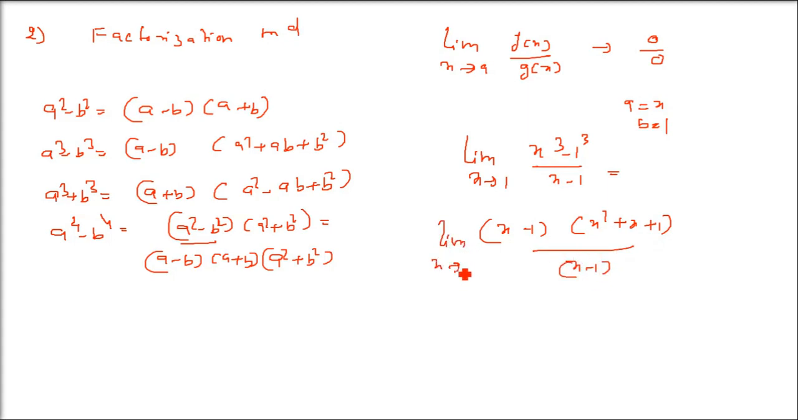Now the limit is x tends to 1. Now see, x minus 1, you can just cancel them. So only x square plus x plus 1 will remain. And that means you can always put x as 1 here. Just put x as 1. So we have 1, 1, 1. So 3. That is a 0 by 0 problem, for which we have devised a method.